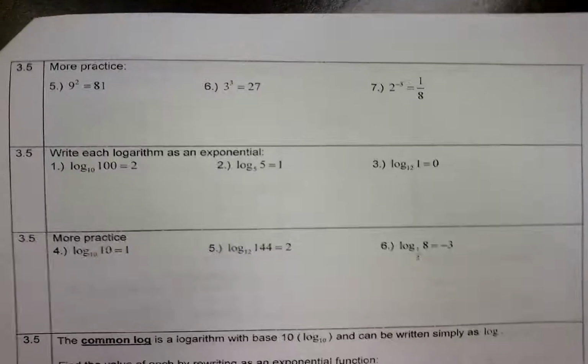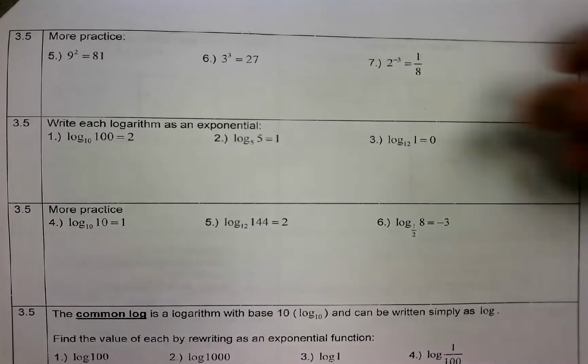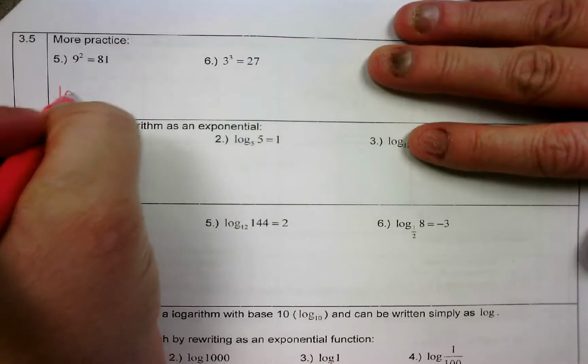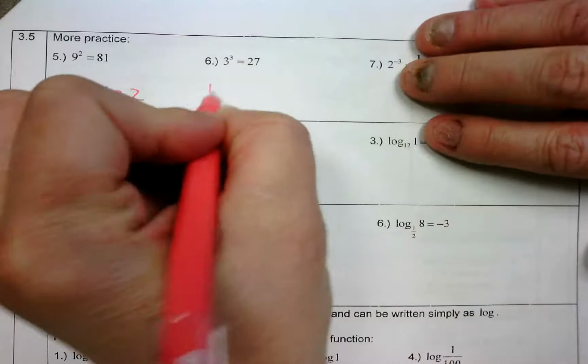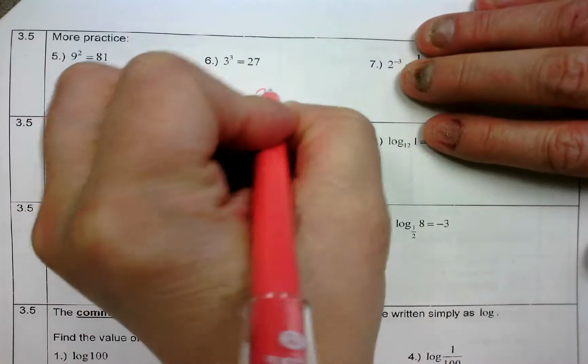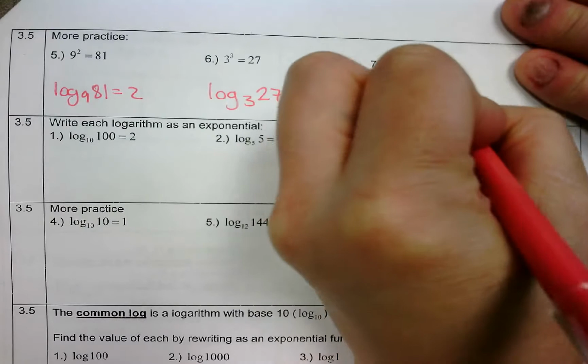All right, let's do some more of these. Why don't you pause this and try it, and then take a look and see if you got the same thing as me. I get log base 9 of 81 equals 2, log base 3 of 27 equals 3, and log base 2 of 1 over 8 equals negative 3.